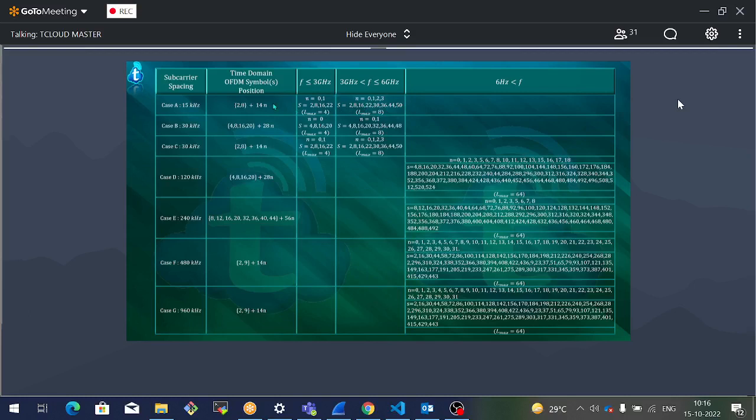Again, substitute each n value in this formula. You get this. So Lmax became 8, Lmax 4, Lmax 8, Lmax 4, 8. But when you take higher bands, that's only present for FR2, FR21 or FR22. So after the 6 gigahertz range, case D, case E, F and G up to 960 kilohertz, Lmax, how many times you can repeat your SSB block in a frame, is 64.